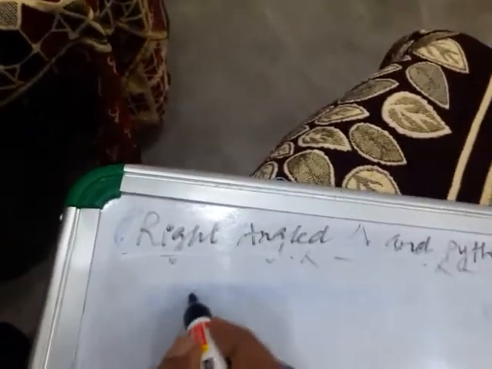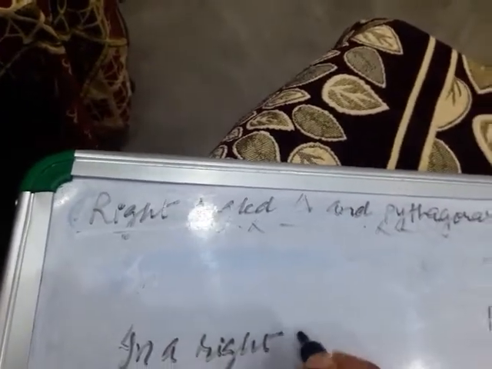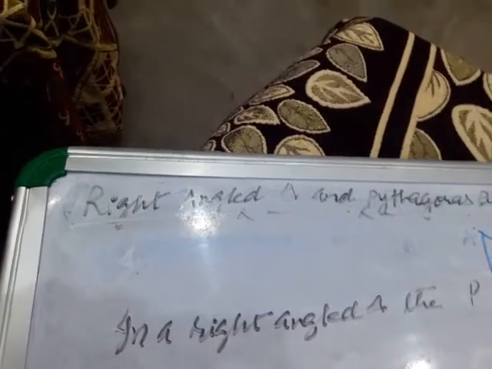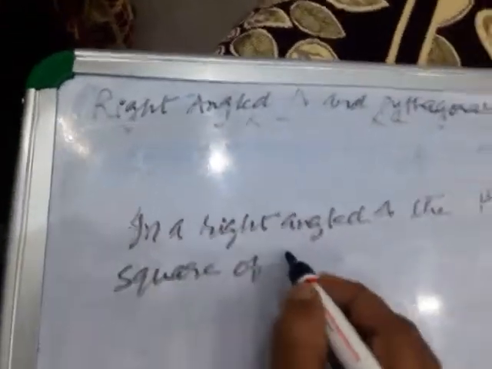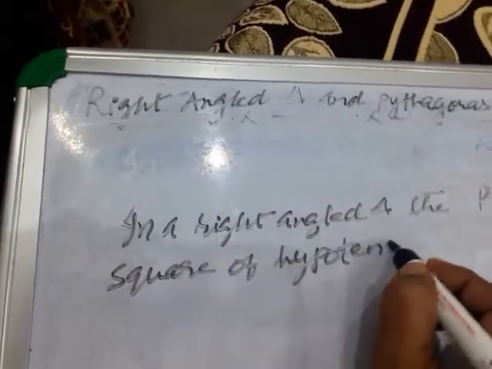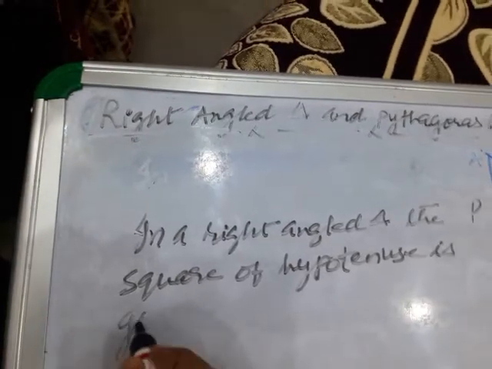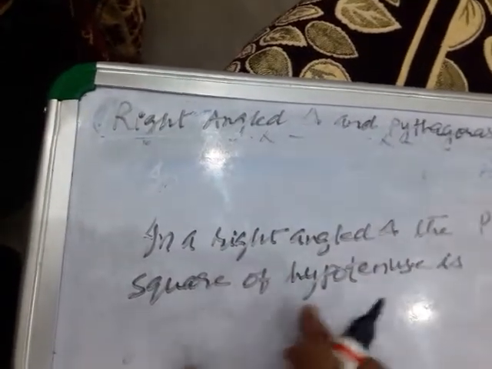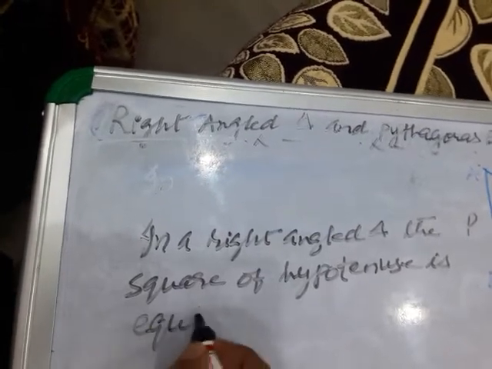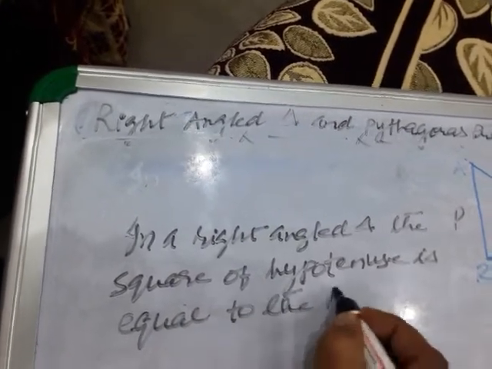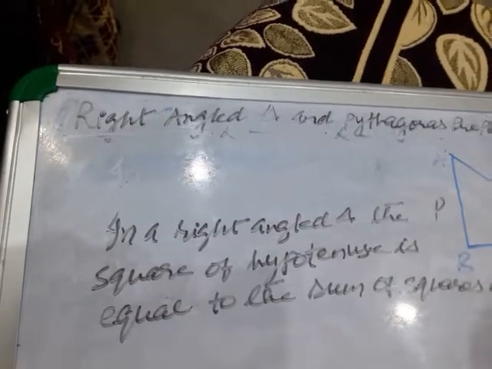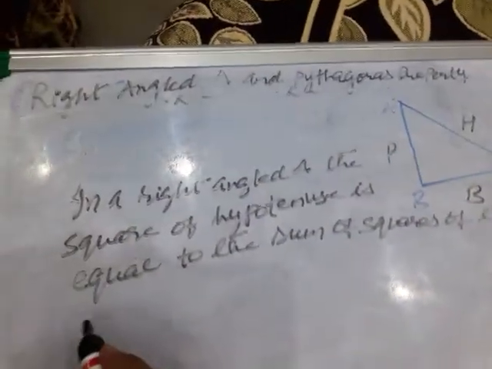In a right angled triangle, the square of hypotenuse is equal to the sum of squares of the other two sides.